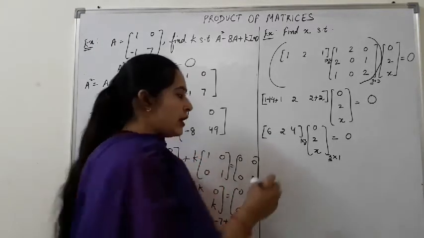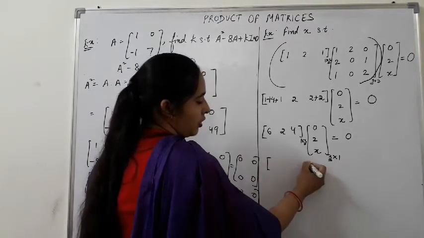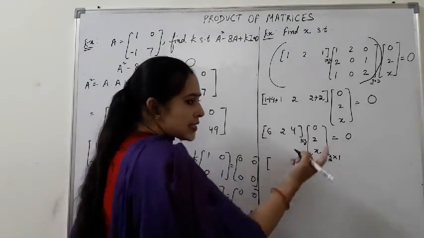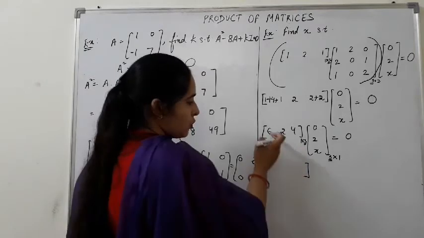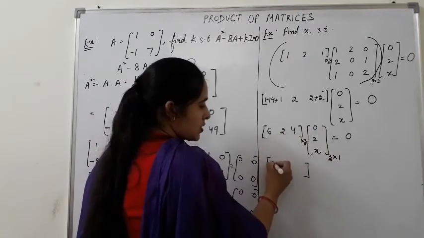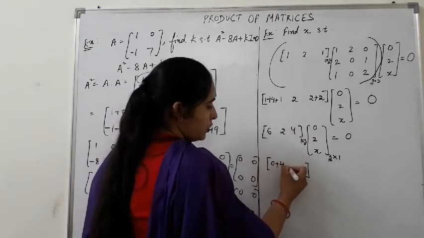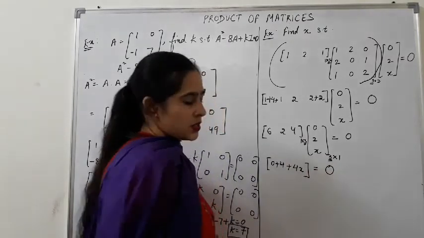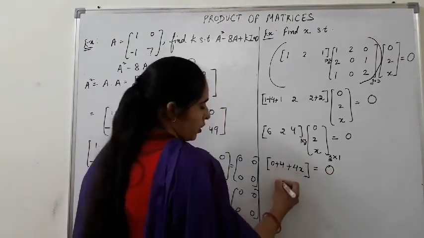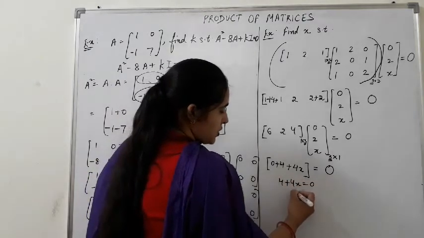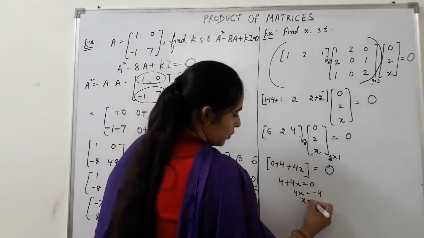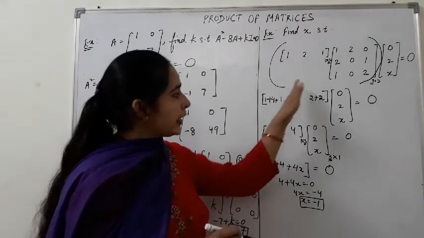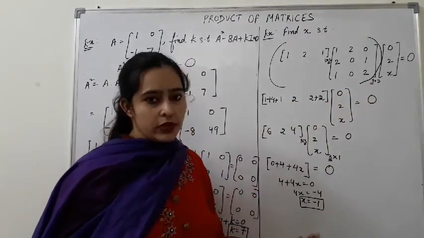That means we have a single entry here. We shall do R1 C1. That's it. The procedure will stop here. So what is R1 C1? 6 into 0 is 0. 2 into 2, 4 plus 4x is equal to 0. So this is equal to 0. 4 plus 4x is equal to 0 means 4x is equal to minus 4, that is x is equal to minus 1. So we have found the value of x by finding the product of these three matrices.